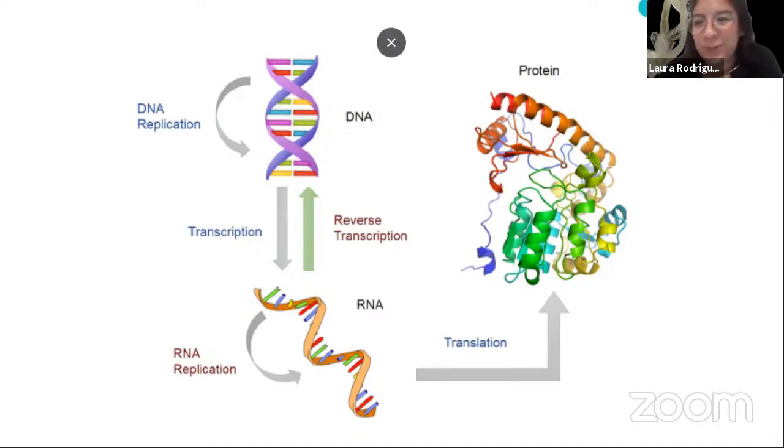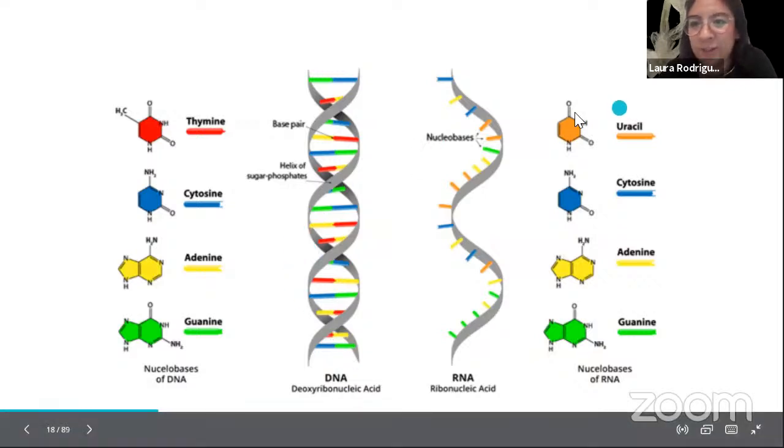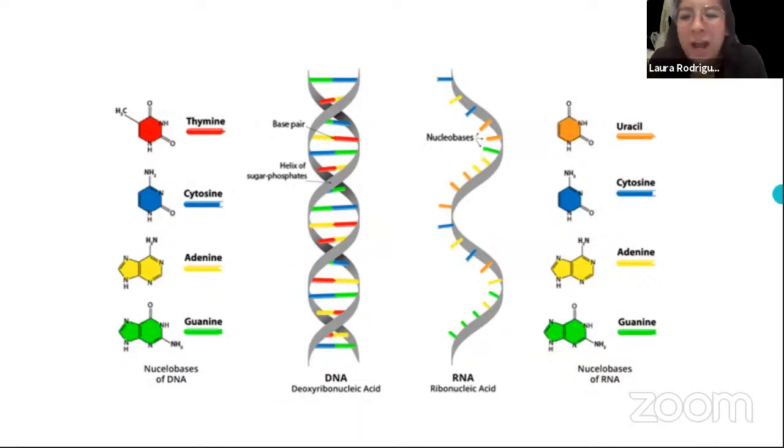And now I have a question. I told you that in your cells, you have the same DNA in all your cells. So why does your cell from the eye look different from your cells from the skin if you have the same DNA? Can you imagine?